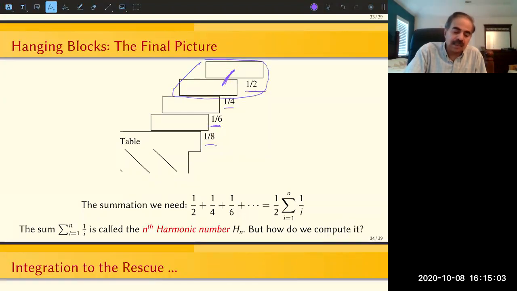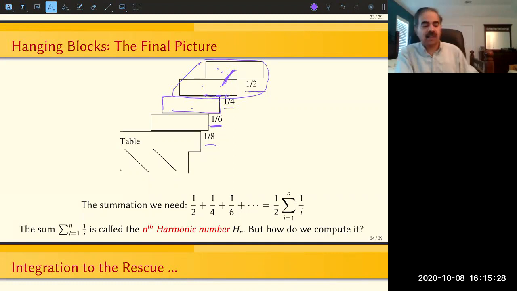So these two blocks are pulling the center of mass to the right, and this block is pulling the mass to the left. But this is only one block versus these two blocks. So the combined center of gravity is going to be closer to the center of gravity of these two, which means that you will get only 1/6.